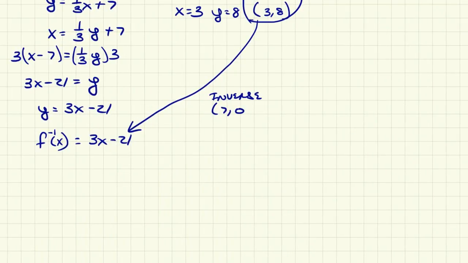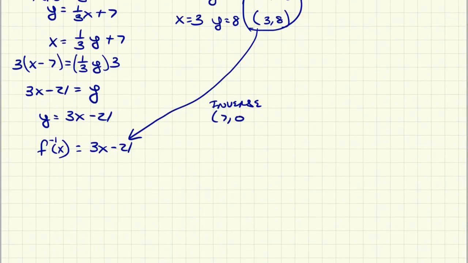Oh, my iPad's flipping out again. Hold on, there we go. So when I put a 7 into my inverse function, I should get back a 0. I switched the x and the y between the first and the second. And for my second point, I'm going to switch the x and the y. So where I had (3, 8), I'm now going to have (8, 3). So if I put an 8 into my inverse function, I should get back a 3.